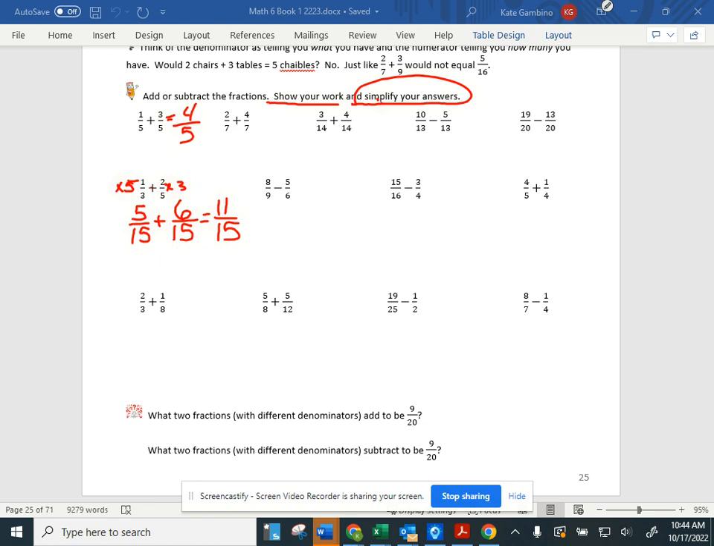They cannot both have the same denominator. You can't say 4/20 plus 5/20 equals 9/20 because they have to be different denominators. So you're going to have to work that through. Think it through. What two fractions, when I give them the common denominator of 20, will add to be 9/20 or subtract to be 9/20? Do we have any questions on this assignment?